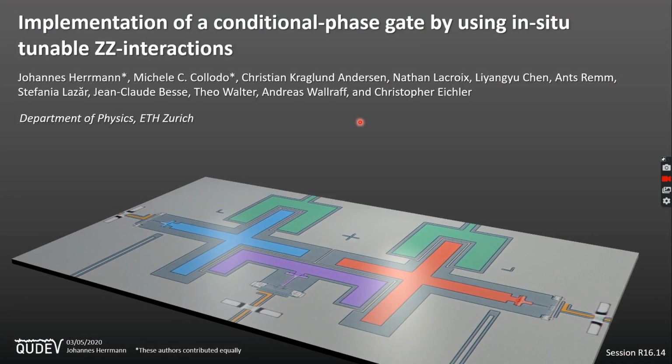Hi, my name is Johannes Herrmann from the Department of Physics, ETH Zurich, and today we will learn about how to use tunable ZZ interactions to implement a conditional phase gate. What we already can see on the title slide is actually the core portion of our chip, where we have our two qubits marked here in blue and in red, and the third frequency tunable element, our coupler, which we will make use of to implement our gate.